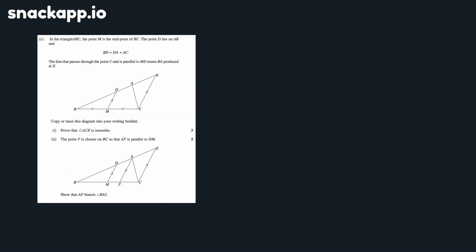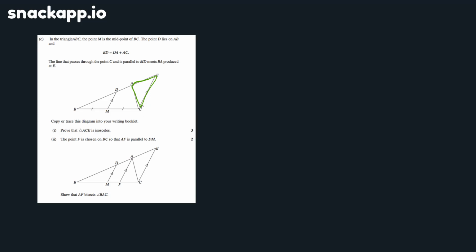Okay, so this is the final question of the 2017 paper, and it's a geometry question. The first part of the question, part I, is proving that triangle ACE is isosceles. So let's have a look at ACE. I'm just going to draw it out so we can see it a bit clearer. ACE is this final triangle here.